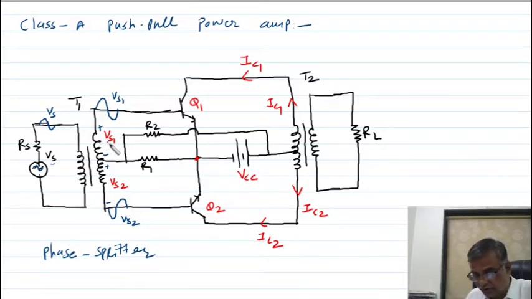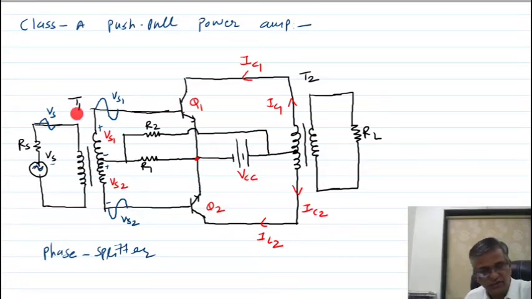The value of the ratio of VS1 to VS and VS2 to VS depends upon the turns ratio. This transformer T1 is selected in such a way that it matches the impedance between the source resistance RS and the impedance of the base of both the transistors.